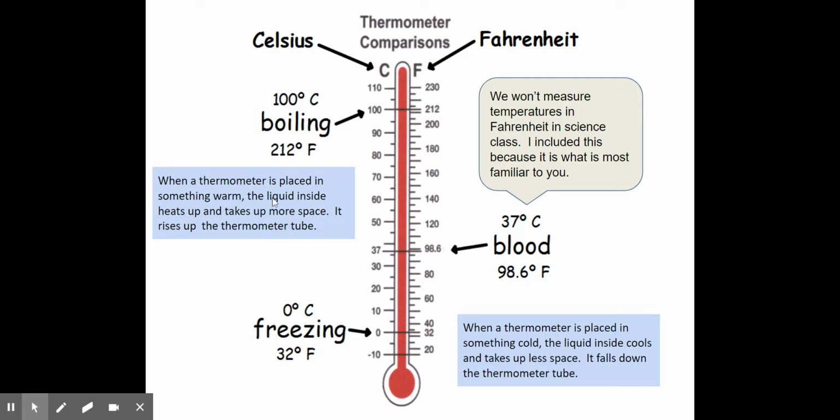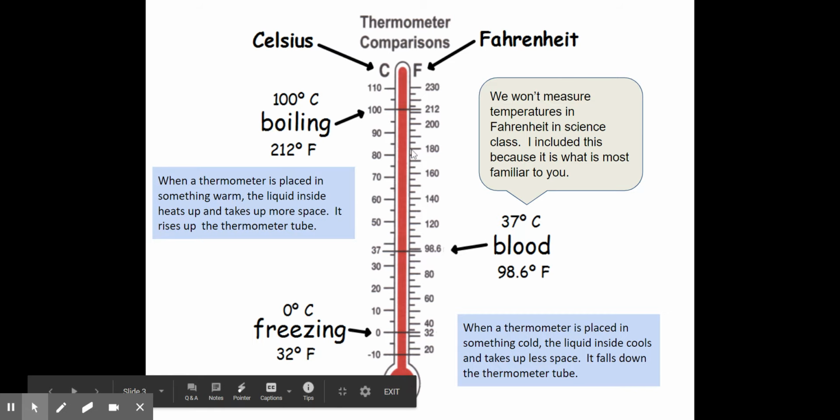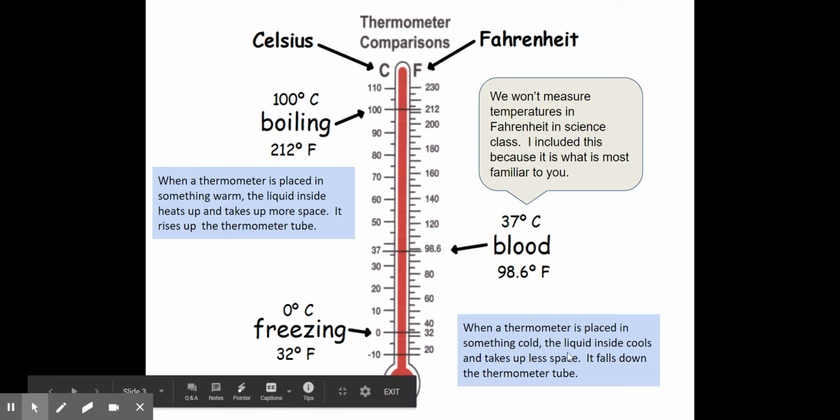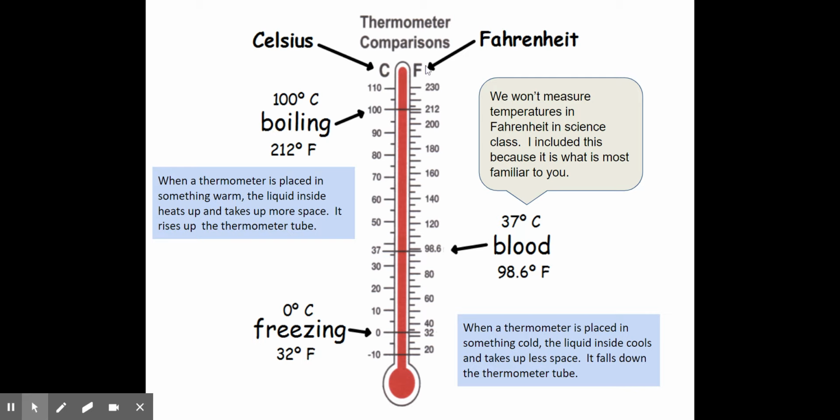But the way a thermometer works is that when a thermometer is placed into a liquid where the particles are moving fast, or the liquid is warm, the liquid inside the thermometer tube heats up and it takes up more space. Because it takes up more space, it will rise up the thermometer tube. The opposite happens when you place a thermometer in a liquid where the particles are moving slowly. The red liquid inside the thermometer cools down, takes up less space, and falls down the tube.